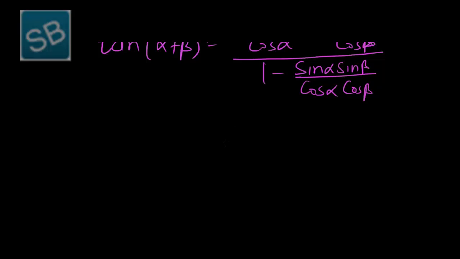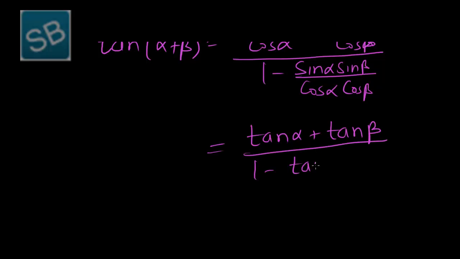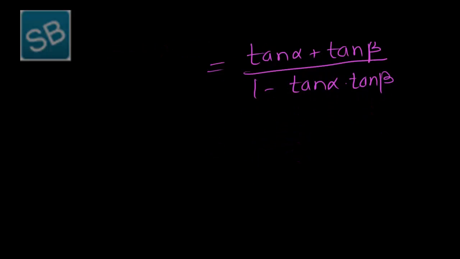So we get tan alpha plus tan beta over 1 minus tan alpha into tan beta. That is our required result. So in the same manner, we have to find out tan(alpha minus beta).